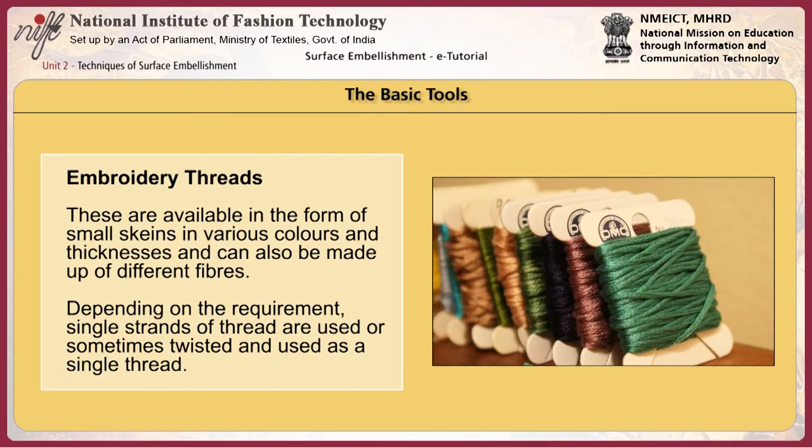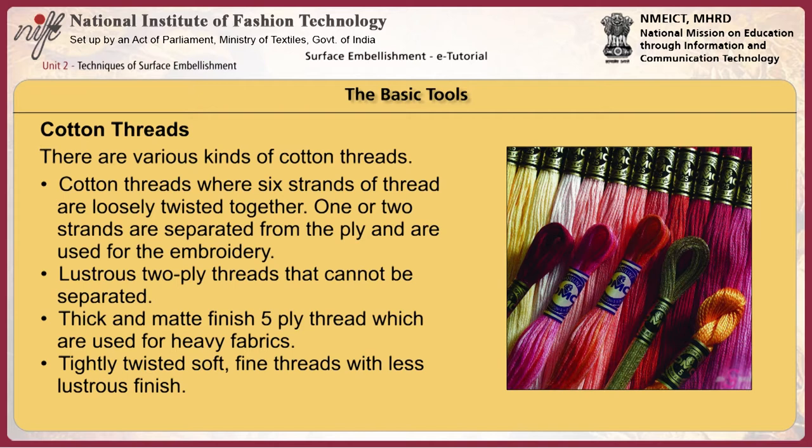Embroidery threads are available in the form of small skeins in various colors and thicknesses, and can also be made up of different fibers. Depending on the requirement, single strands of thread are used, or sometimes twisted and used as a single thread. There are various kinds of cotton threads. Cotton threads where six strands of thread are loosely twisted together, and one or two strands are separated from the ply and used for the embroidery. Lustrous two-ply threads that cannot be separated and are used as such. Thick and matte finish five-ply thread, which is used for heavy fabric. Tightly twisted soft fine threads with a less lustrous finish.